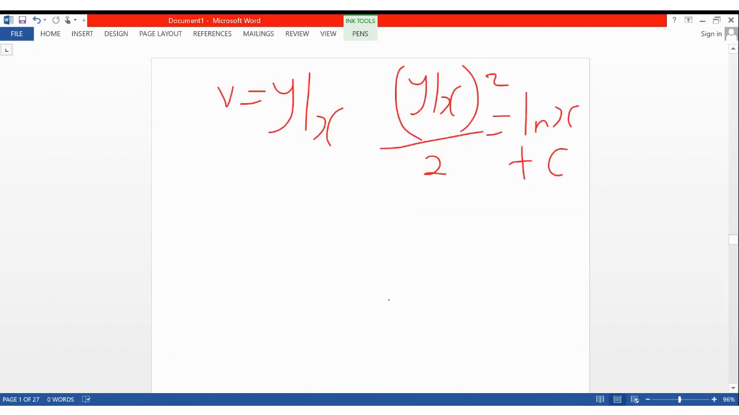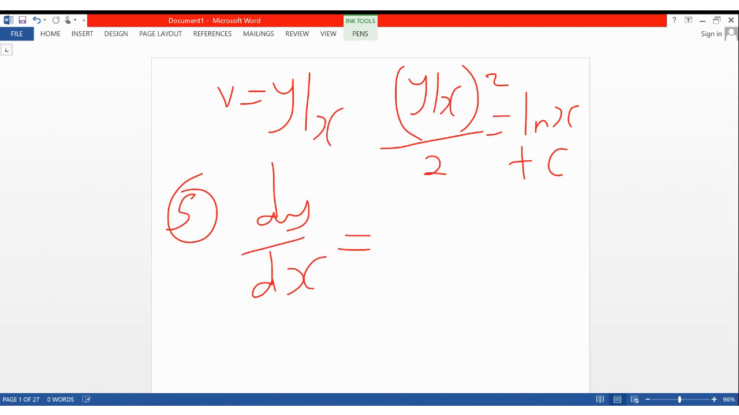This is number 5. dy all over dx is equal to y minus x over y plus x. It will be a bit lengthy, but it is still doable. So we can start. Is it of the same order? Let's start from there. This one is easy to see. All of them are of power 1, so it is of the same order.